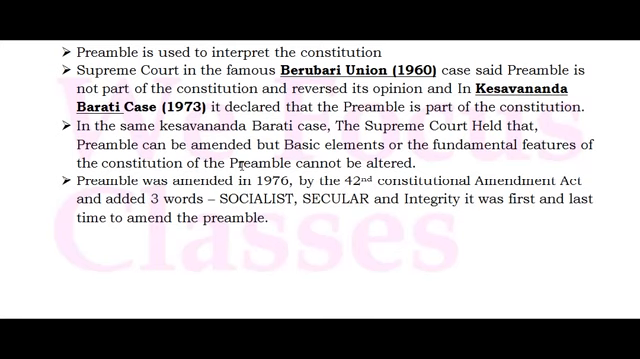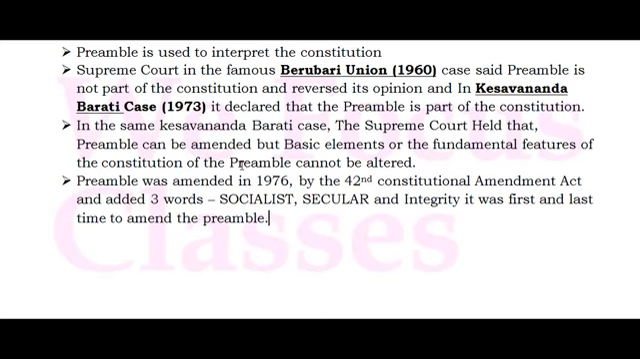preamble is a part of the constitution or not, because we have discussed that in the Constituent Assembly the preamble and the constitution were not adopted at the same moment. First the constitution was adopted, then soon after that the preamble was adopted. So this happened in two different events, and the people considered that the preamble is not part of the constitution. And the same thing was given by the Supreme Court in the Beru Bhari Union case in 1960.